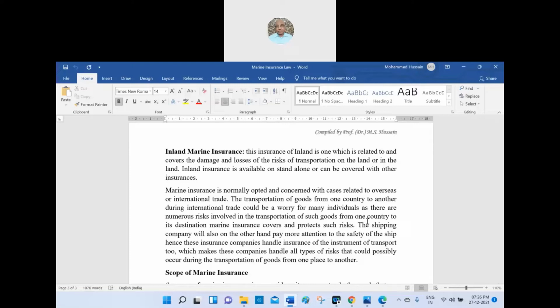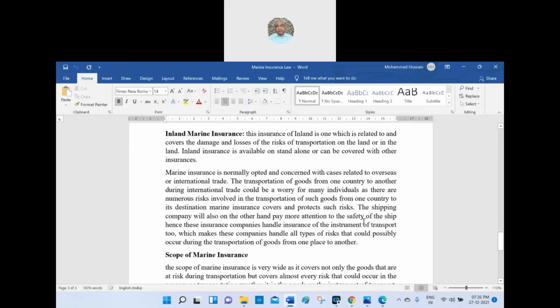See, when the goods are coming from the factory to the harbor, there would definitely be transport either by train or by road or by freight, I mean by plane. But once it comes to the harbor, it becomes ocean marine insurance. But from the production place until it reaches the harbor, it is said to be inland marine insurance. So marine insurance is normally opted for and concerned with cases related to overseas or international trade. This is mostly overseas, international trade.